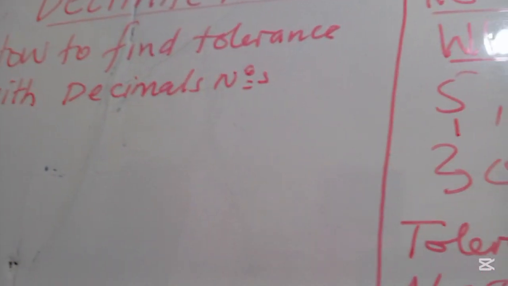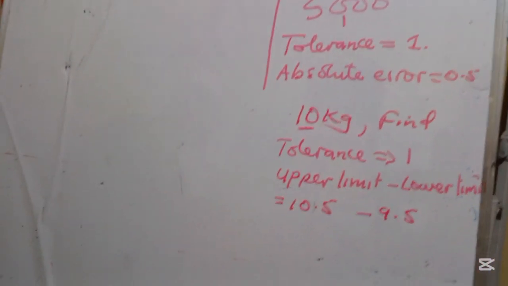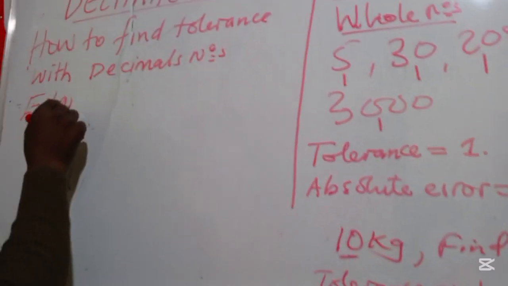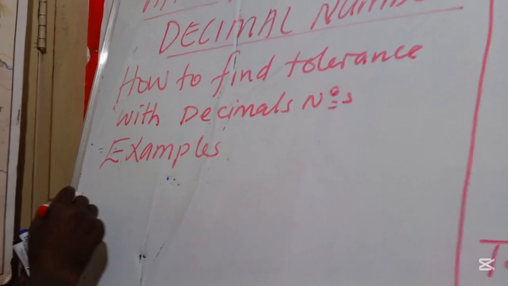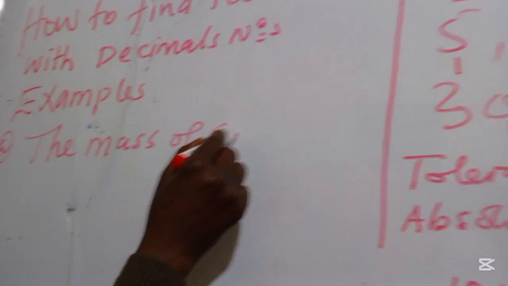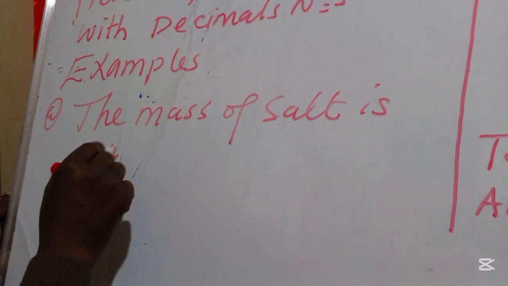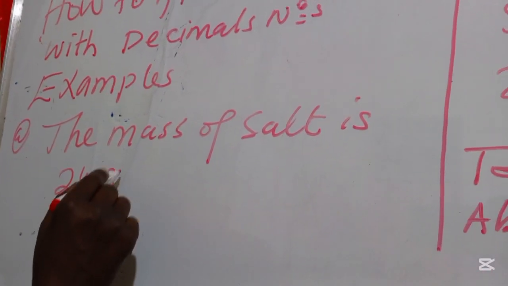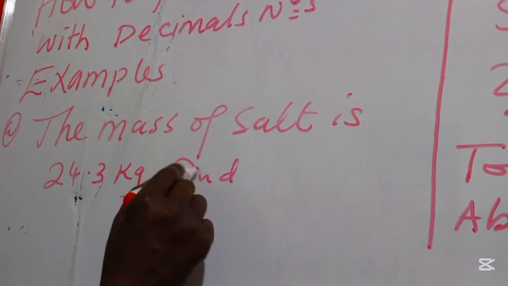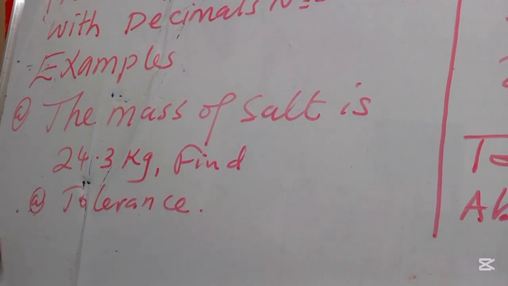Number one, to find tolerance with the decimal numbers, I want to teach you the easiest way, not the way we were subtracting even last time. I showed you the easiest way. We are going to look at this example. The mass of salt, all of you know salt, is 24.35 kgs. Find the tolerance.